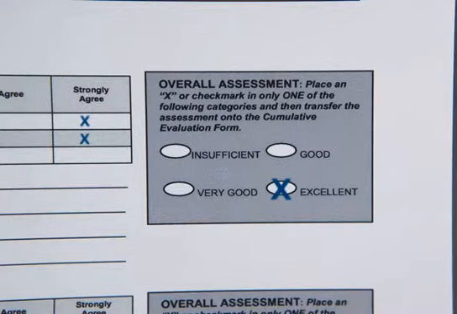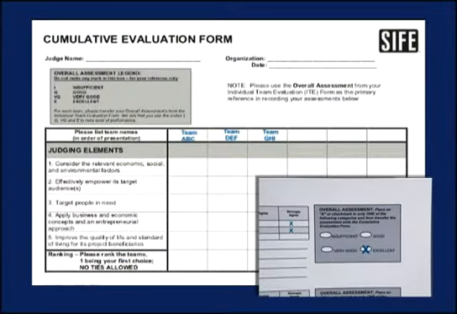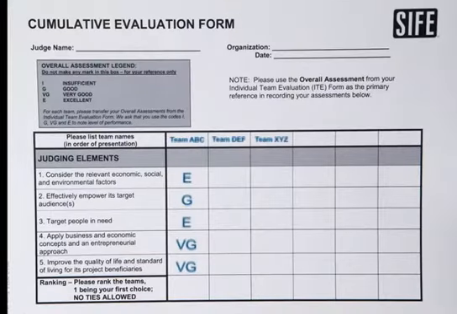For example, for Team ABC, if your overall assessment of question 1, considering the relevant economic, social, and environmental factors, was that the team did excellent, then for the first judging element, you would enter an E in the relevant box for Team ABC. The cumulative evaluation form, which we just reviewed, will serve as your guide to ranking the teams at the conclusion of the competition day. After the final presentation, you'll finish completing the form and then use this information to give each team a ranking, with 1 being your first choice. It's essential that each team receive a different ranking, as no ties are allowed.